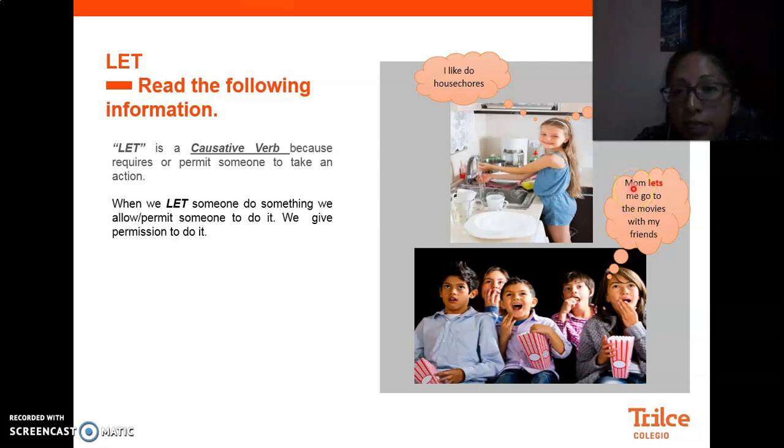That's why they say, no, mom, let me go, or let us go to the movies with my friends. In the case of this child, he says, mom, let me go to the movies with my friends. He's allowed to go to the movies with his friends. Their parents, or his parents, do not accompany him.